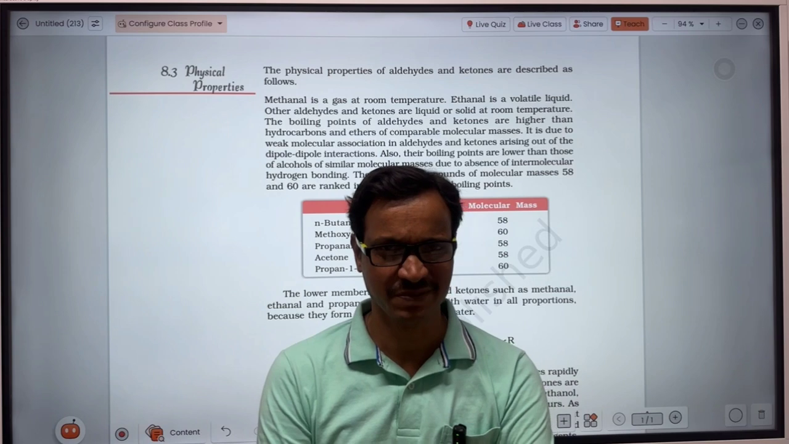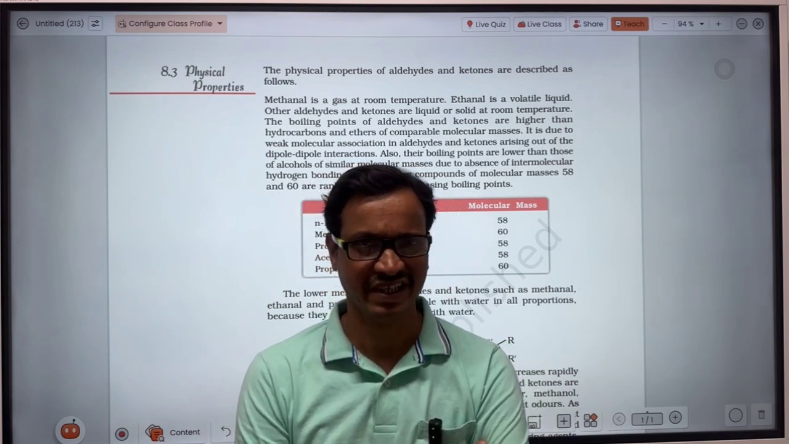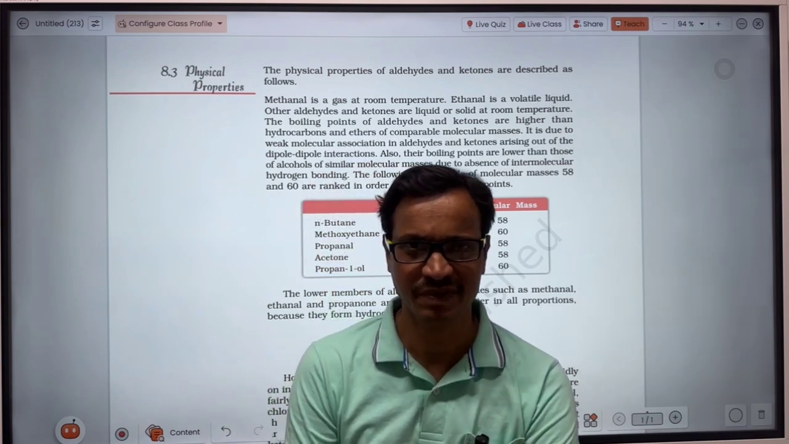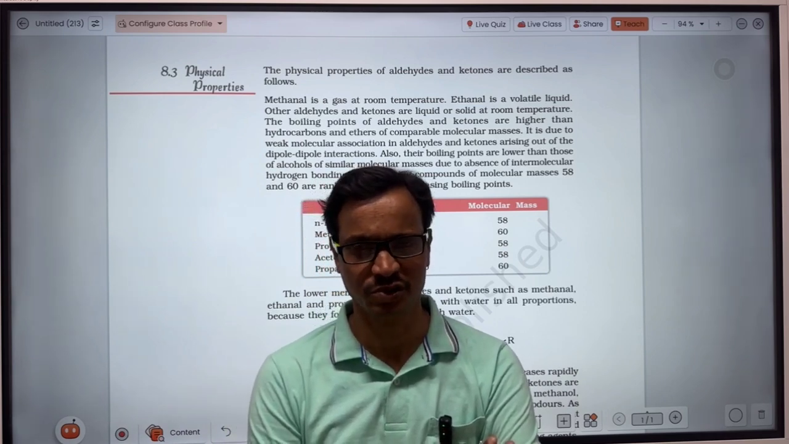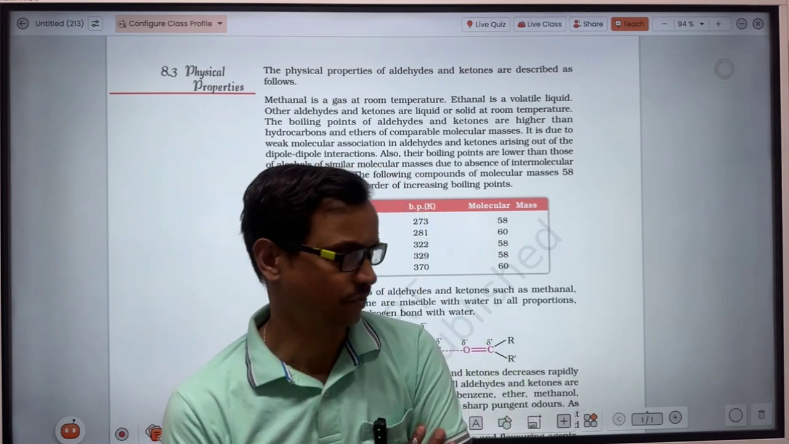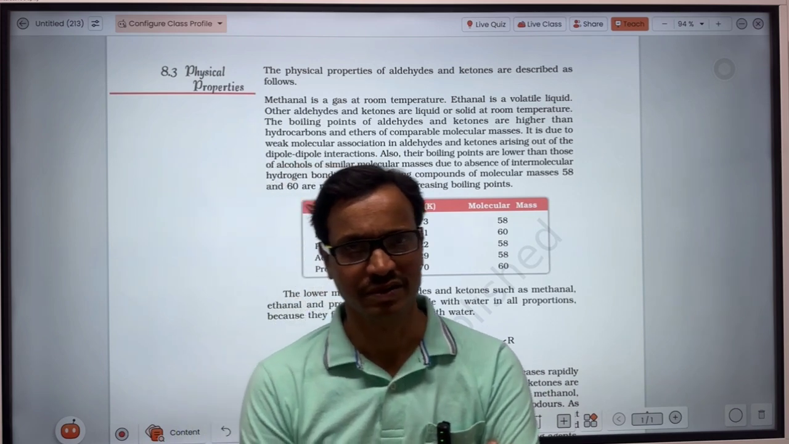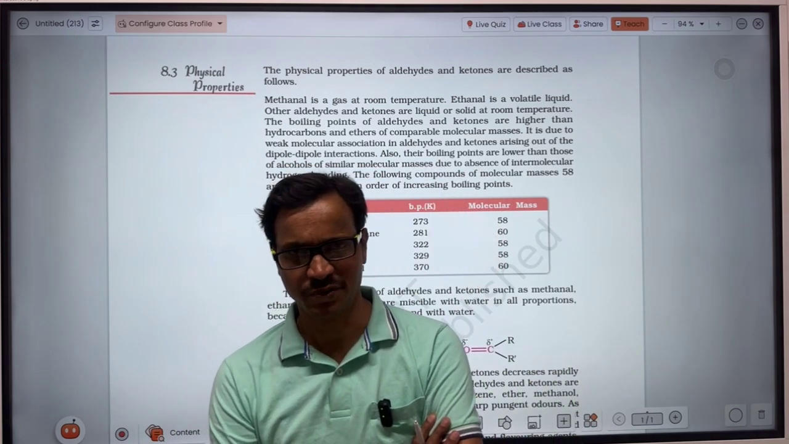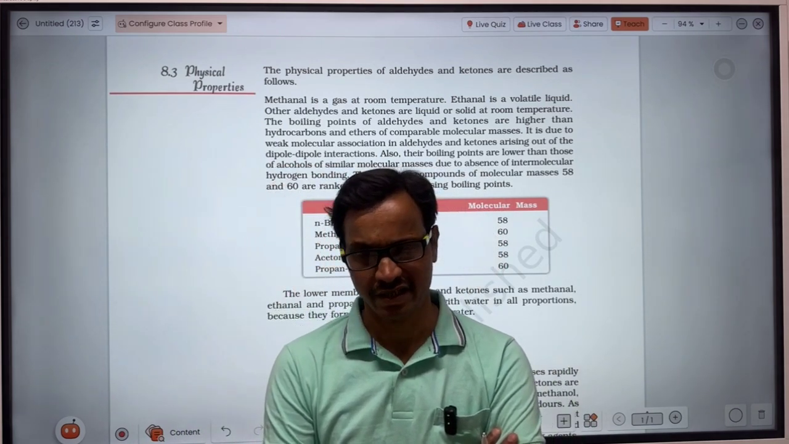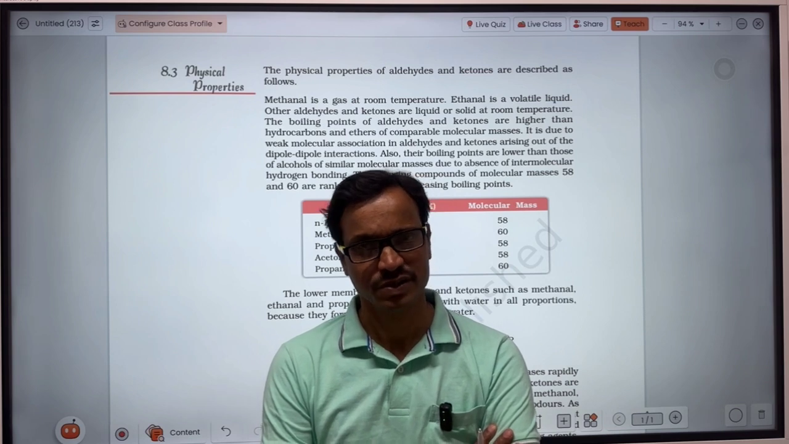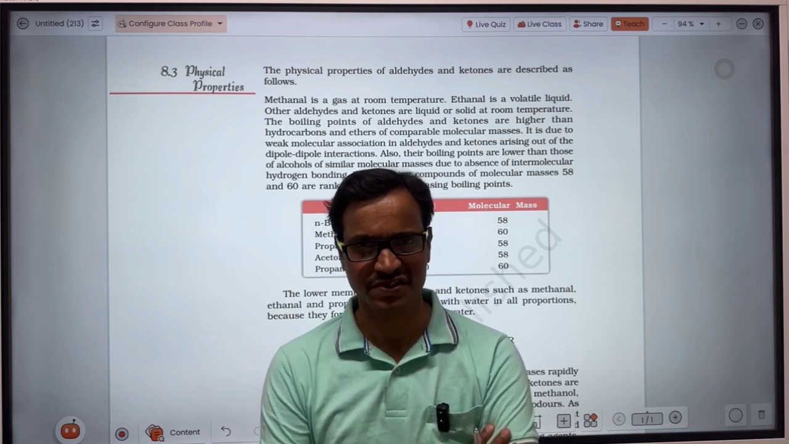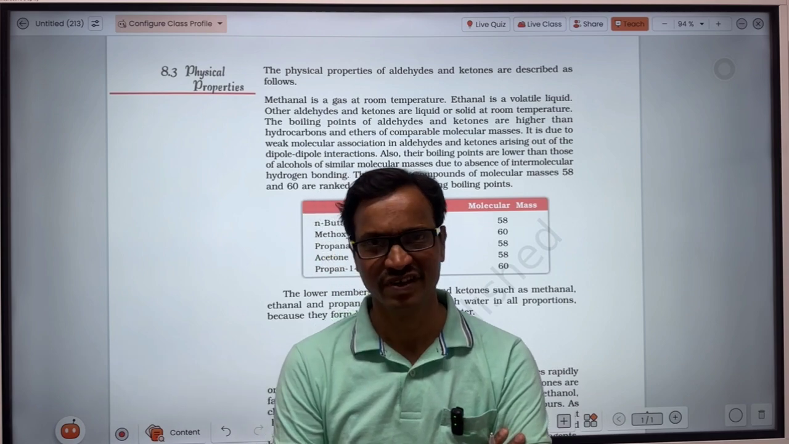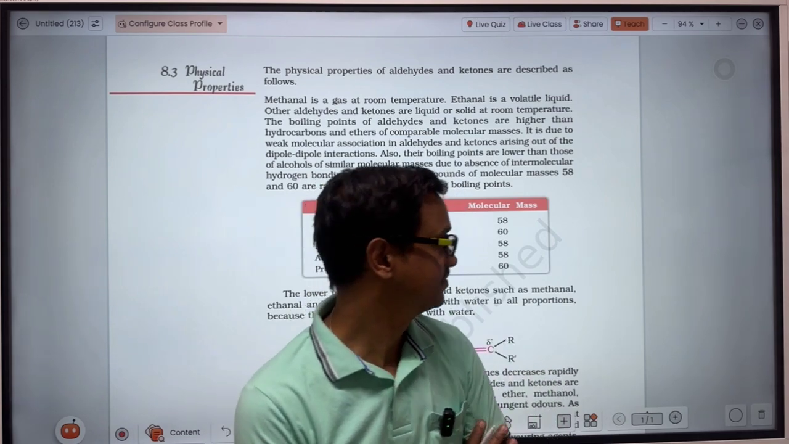Same aldehyde will also be miscible in water. Lower members of aldehyde and ketone will be miscible in water because water molecules can form hydrogen bonds with the molecules of aldehyde or ketone. And among aldehyde and ketone, the aldehyde will be more soluble in water because the aldehyde is more polar. So that's why the extent of hydrogen bonding will be more in case of aldehyde compared to that of ketone.